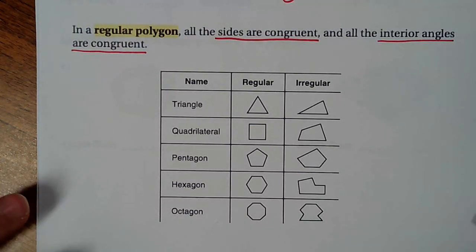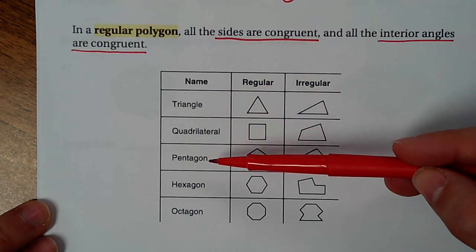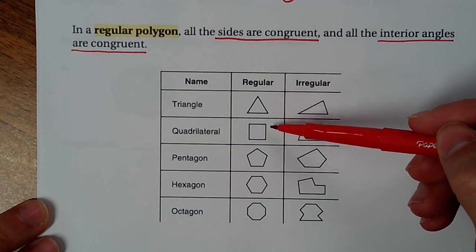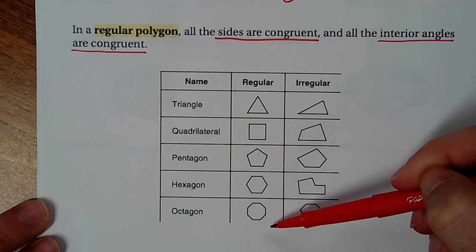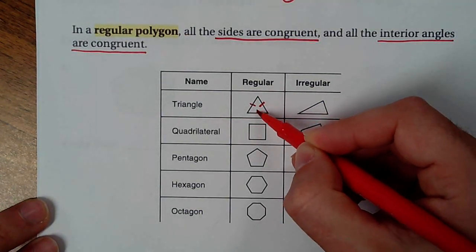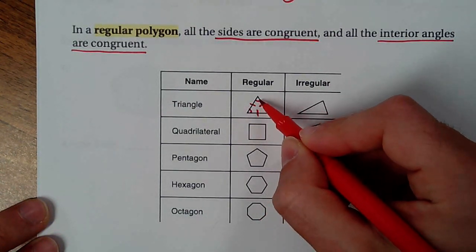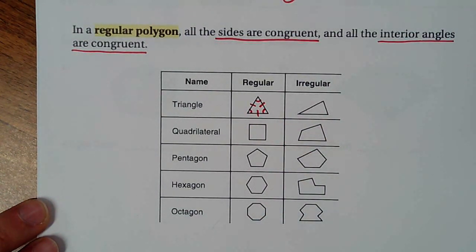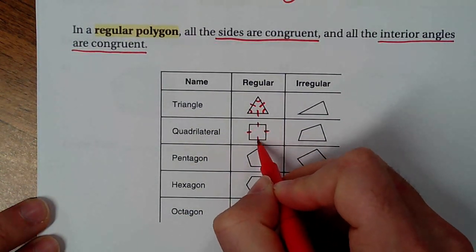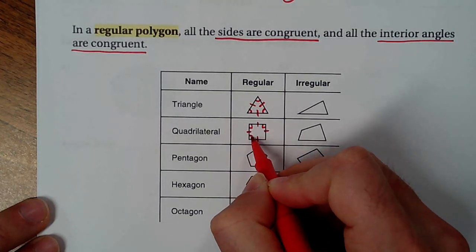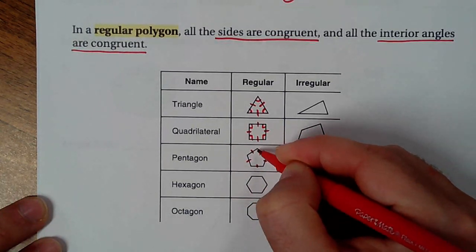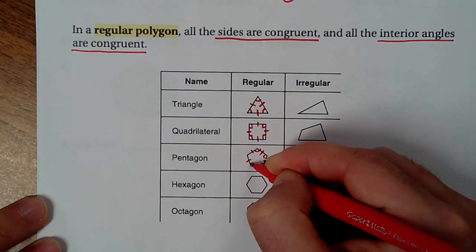So for example, I have a couple shapes here: triangle, quadrilateral, pentagon, hexagon, octagon. This is an example of the regular polygon of that figure. So regular triangle: all of the sides are the same length, all of the angles are the same measure. A regular quadrilateral, all of the sides are the same length, all of the angles are the same measure. And that would stay consistent with any regular polygon.